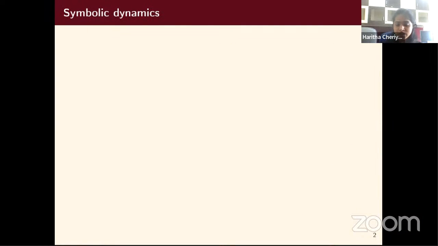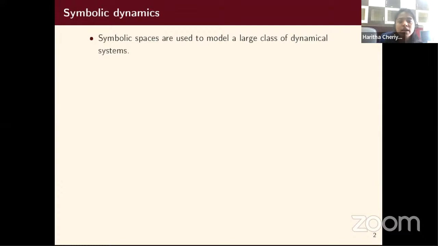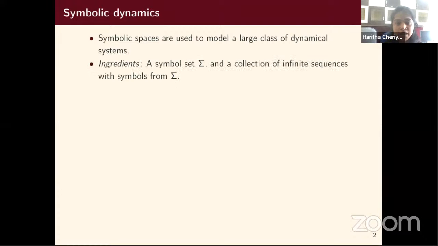Next, let me introduce the space that we are going to work on. It's called the symbol space, and it's used to model a large class of dynamical systems. The ingredients to define a symbol space are a symbol set sigma, which can be finite or infinite, but in our case, we restrict it to the finite case, and then the collection of infinite sequences with symbols from sigma.